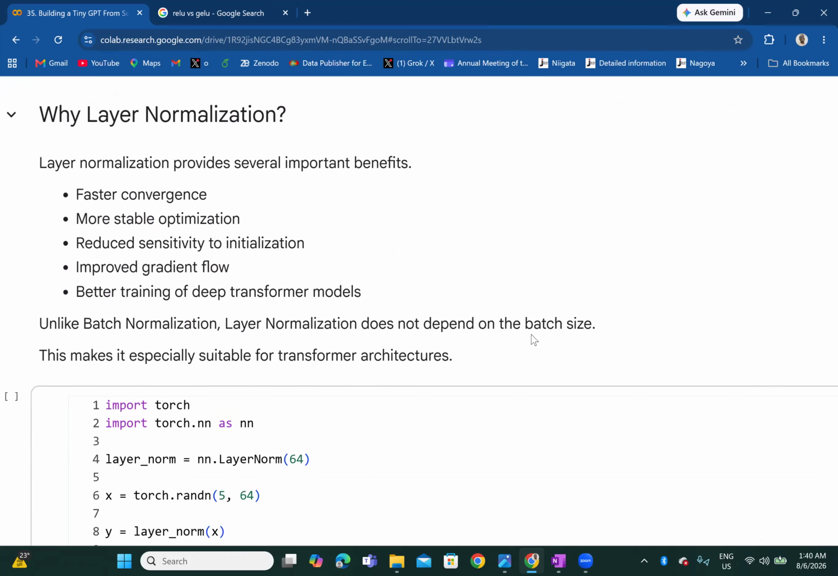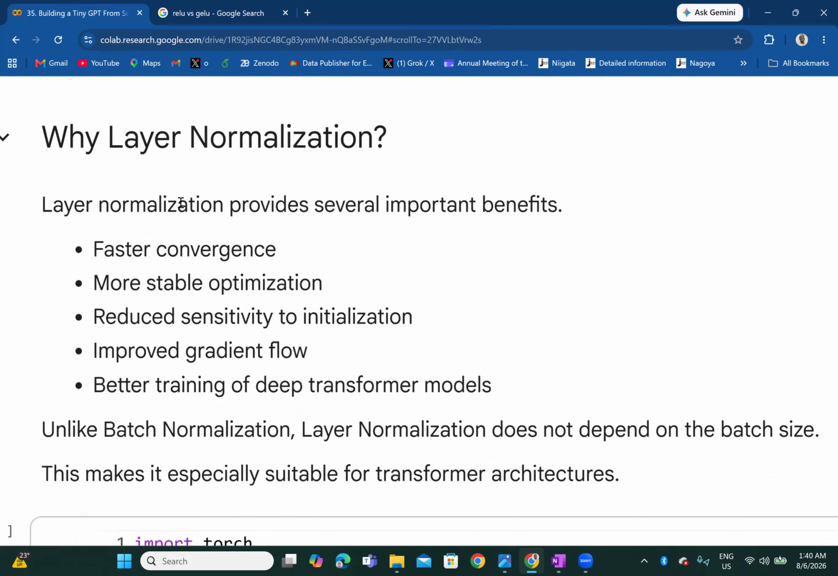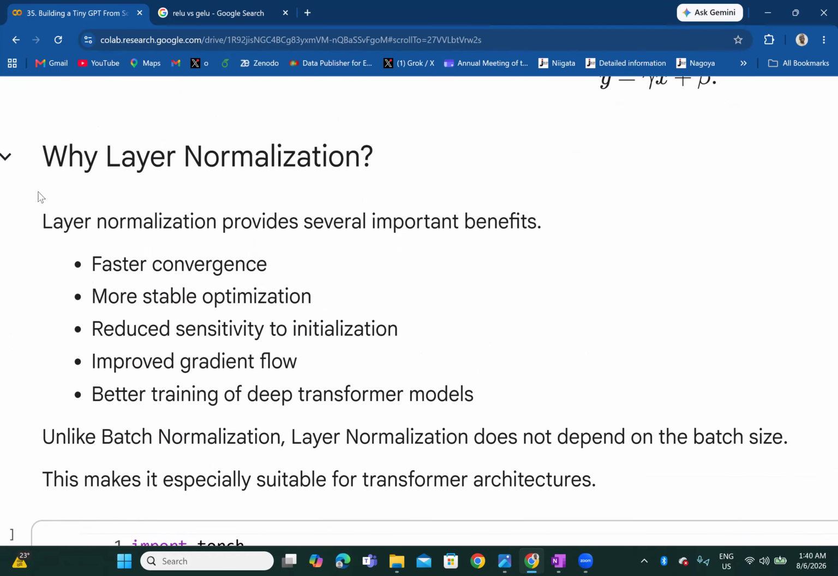Now, why layer normalization? Layer normalization provides important benefits like faster convergence, more stable optimization, reduced sensitivity to initialization, improved gradient flow, and better training of deep transformer models. Unlike batch normalization, layer normalization does not depend on the batch size. This makes it especially suitable for transformer architectures.